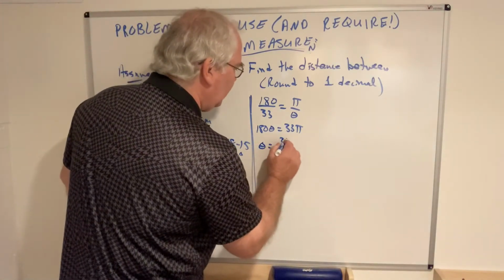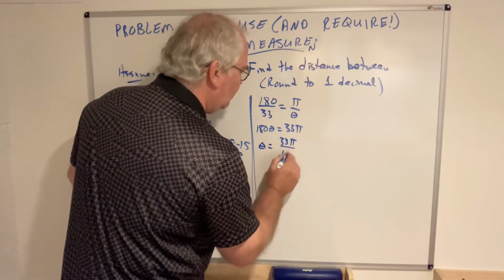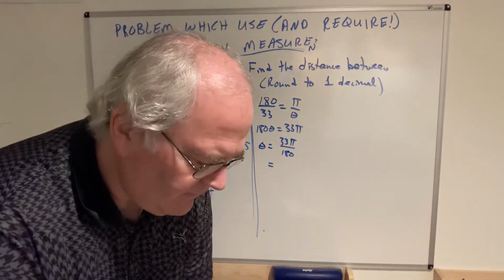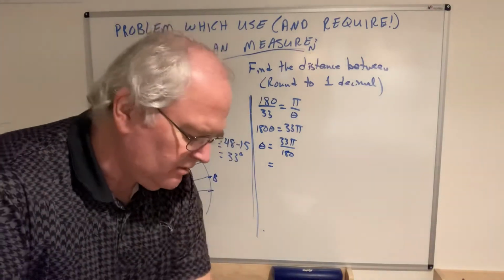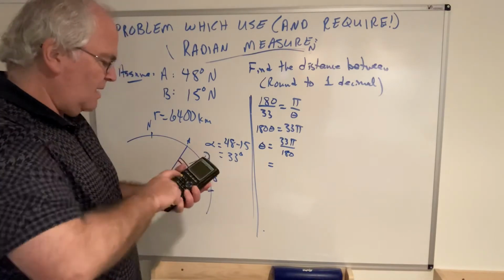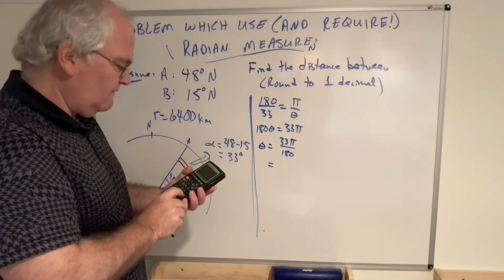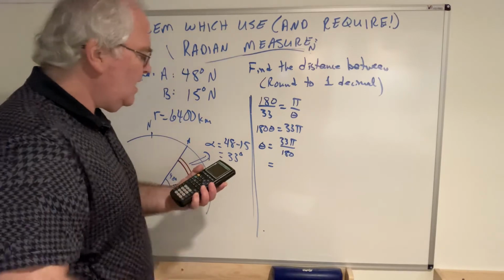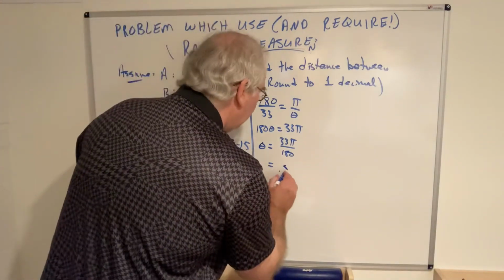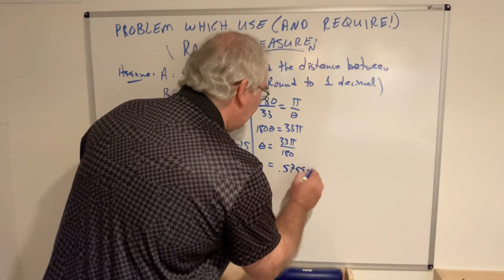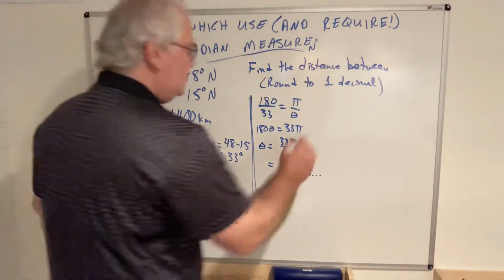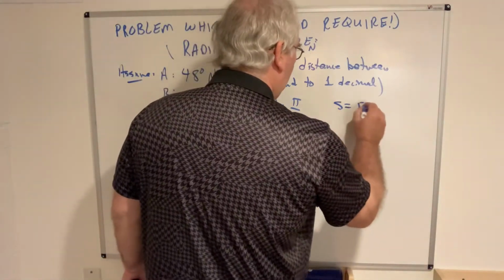So this is 33 pi over 180. And find the value, but leave the decimal string in your calculator. So I need 33 times pi, where's my pi, right there, and then divide that by 180. And my value is 0.57595, yada, yada, yada. And that's the number I'm going to use in S equals R theta.